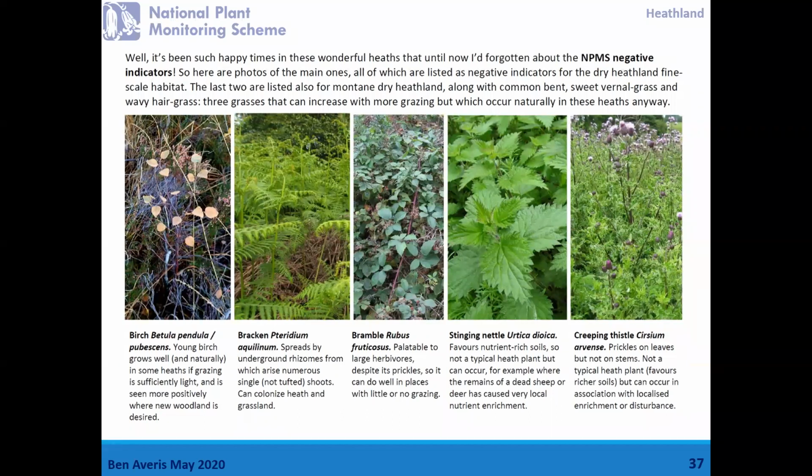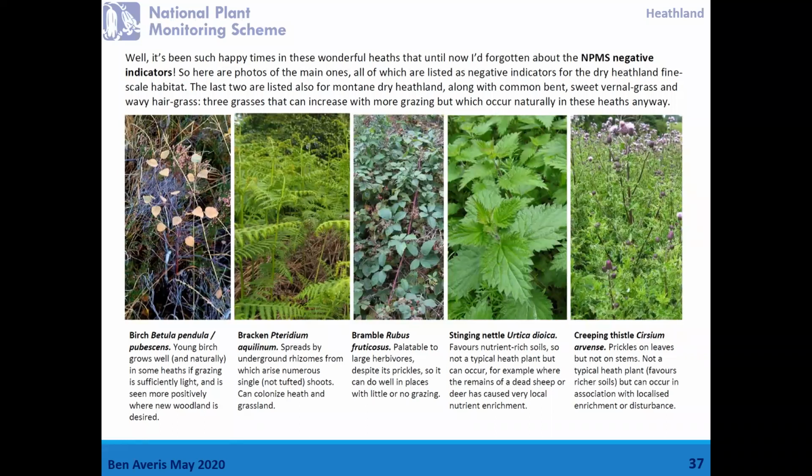Birch and bracken and bramble are listed as such for, well, actually all of these are listed as such for the dry heathland, like the non-montane heaths. But the first three aren't for the montane zone, which is not surprising because you don't get birch and bracken and bramble in the montane zone.